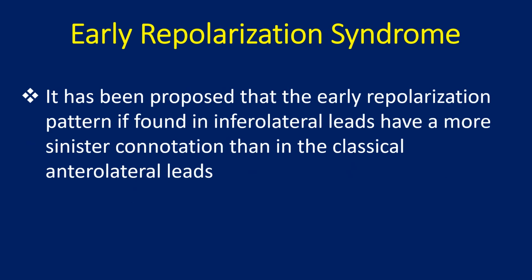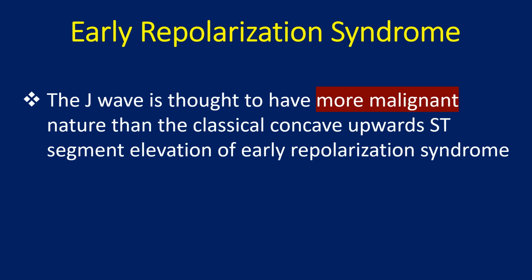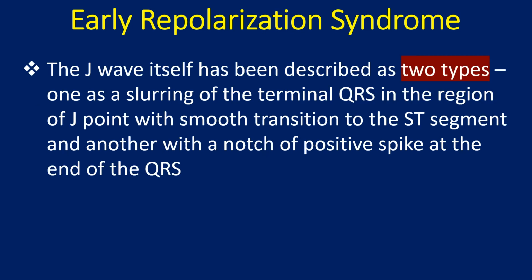It has been proposed that early repolarization pattern, if found in infralateral leads, has a more sinister connotation than in the classical anterolateral leads. The J wave is thought to have more malignant nature than the classical concave upwards ST segment elevation of early repolarization syndrome. The J wave itself has been described as two types. One as a slurring of the terminal QRS in the region of the J point with smooth transition to the ST segment, and another with a notch or positive spike at the end of the QRS.